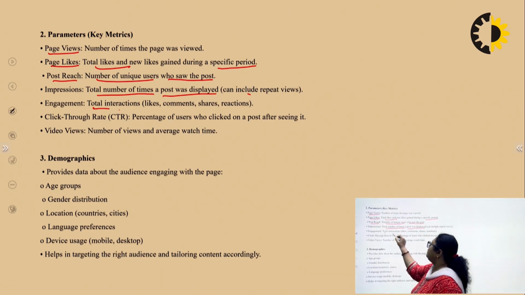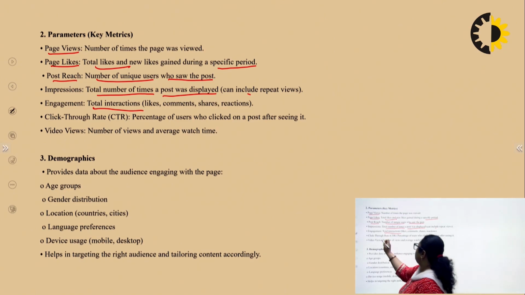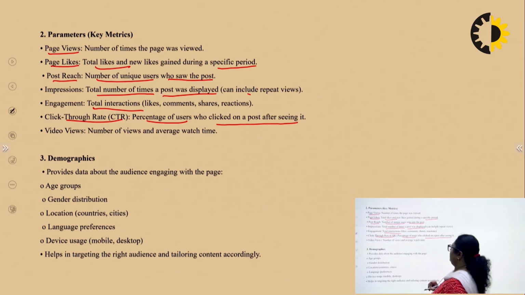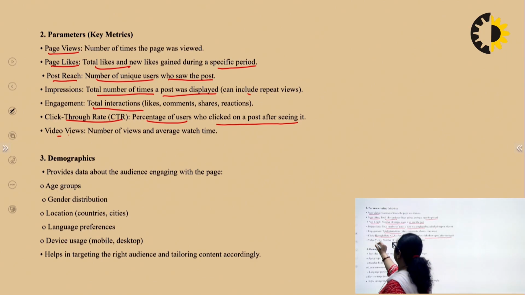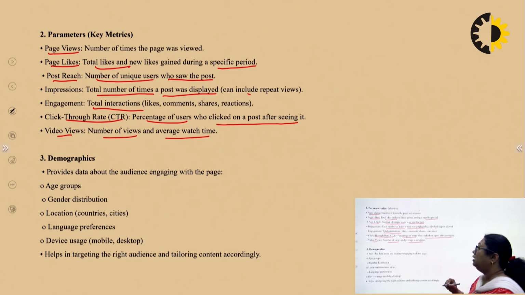Engagement means total interactions, like how many users have made a comment, like, share, or reaction on a particular post. CTR, click-through rate, means the percentage of users who clicked on a post after seeing it. Video views means the number of views and average watch time of a particular video.